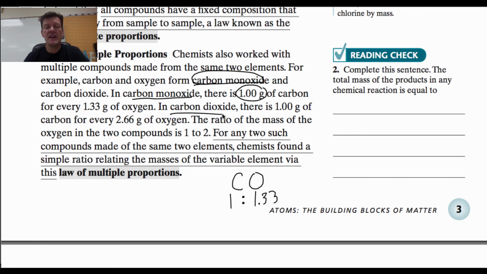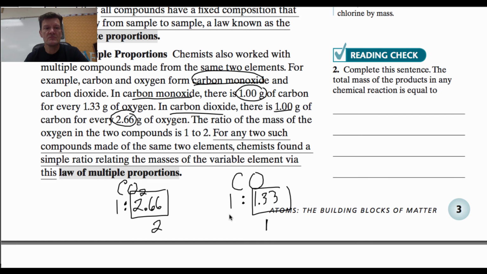All right, in carbon dioxide, that's CO2, you just have 1 carbon again, but this time to 2.66. You have twice as much oxygen in carbon dioxide. So the ratio between the oxygens here, you'll notice, is what? It is a 1 to 2 ratio. In this one, you have twice as much oxygen. They're going to be multiples of whatever the single mass of the oxygen is when it's just CO. Okay? That's all it's saying. And that is the law of multiple proportions.